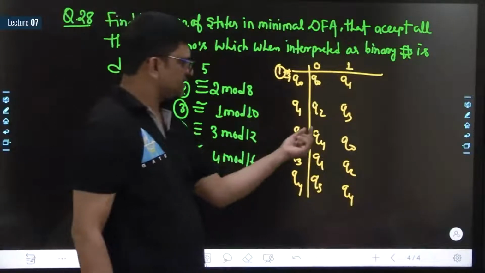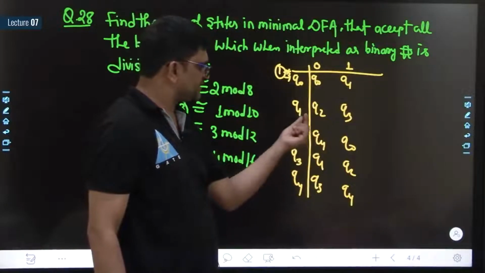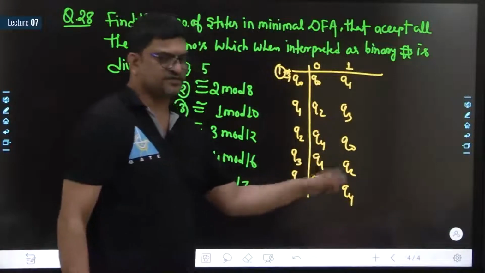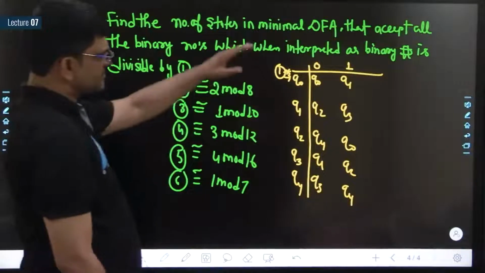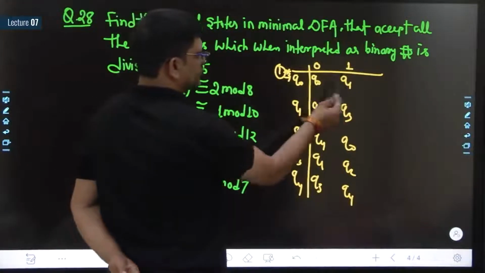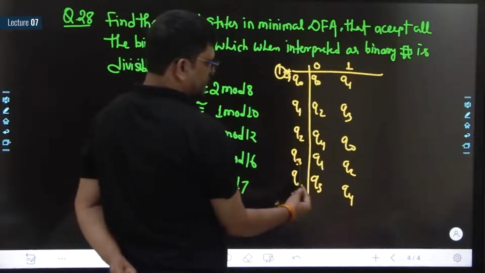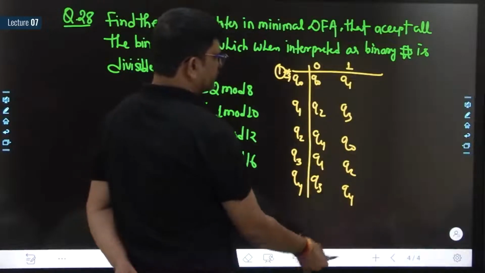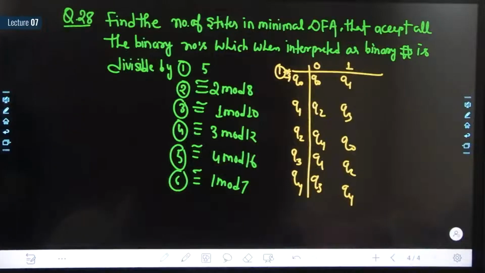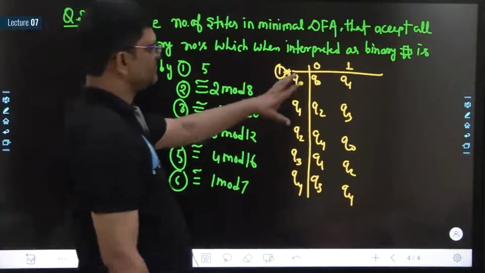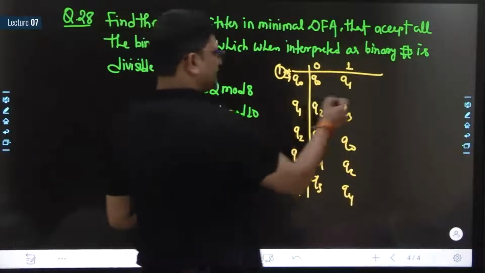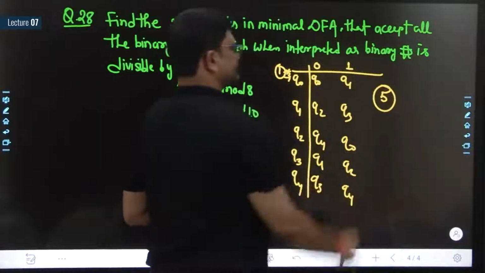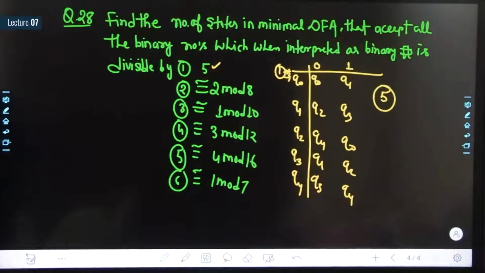Start with the initial state. Are there any similar transitions? No. This one is Q0, Q1, Q2, Q3, Q4, then Q0, Q1, Q2, Q3, Q4. There are no same transitions, so this is the minimal DFA for this language. Then how many number of states? 5.